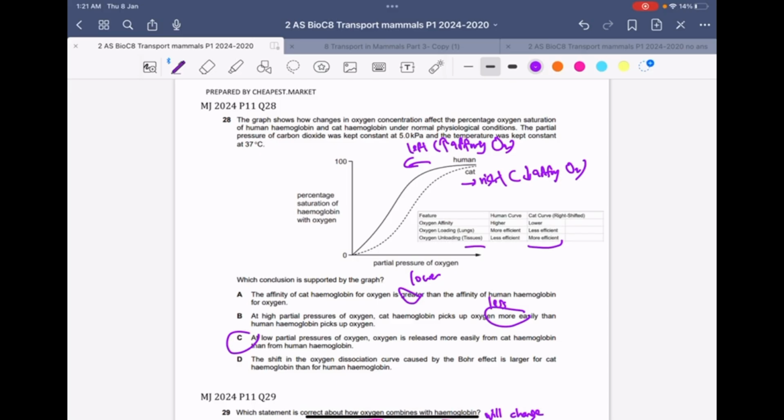The graph shows both curves at a constant partial pressure of carbon dioxide, which is around 5 kPa, around here. So that's why it provides no data on how the curve shifts when the partial pressure of carbon dioxide changes.